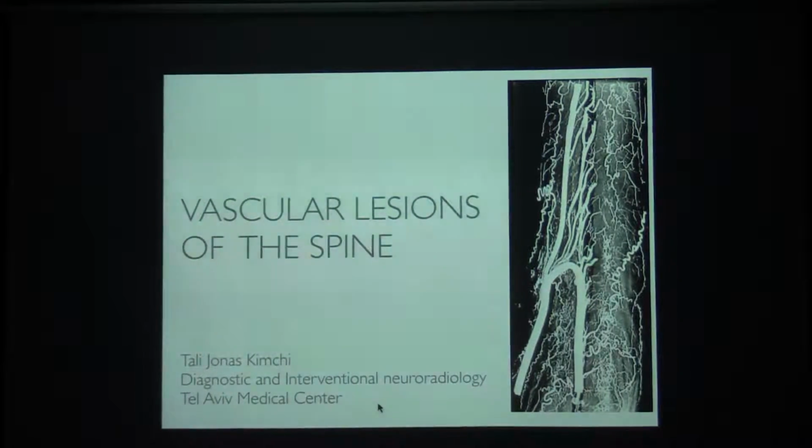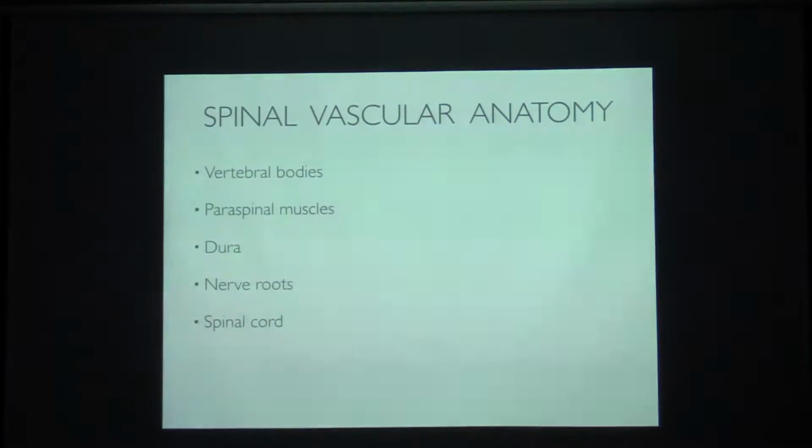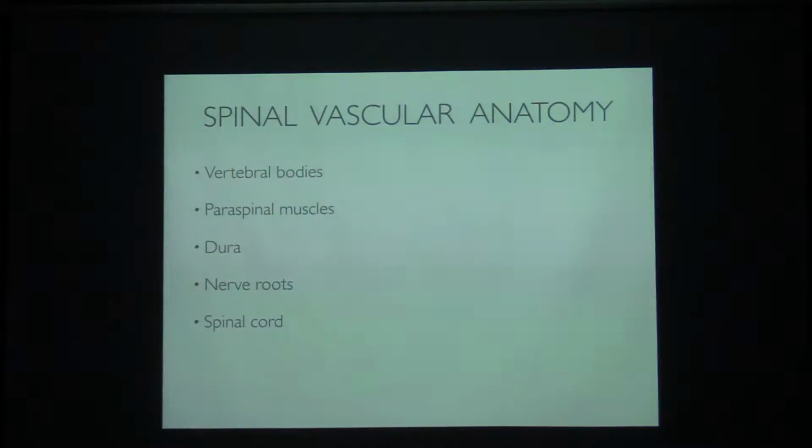You know, every year I try to talk here about something that's vascular malformations, and I think this year I went really far, being brave, and tried to talk about vascular lesions of the spine. And first of all, I'll try to talk a little bit about the anatomy of the vessels of the spinal cord. So what do we need to supply when we're talking about vascular issues of the spinal cord? We need to supply the vertebral bodies, the paraspinal muscles, the dura, the nerve roots, and the spinal cord.